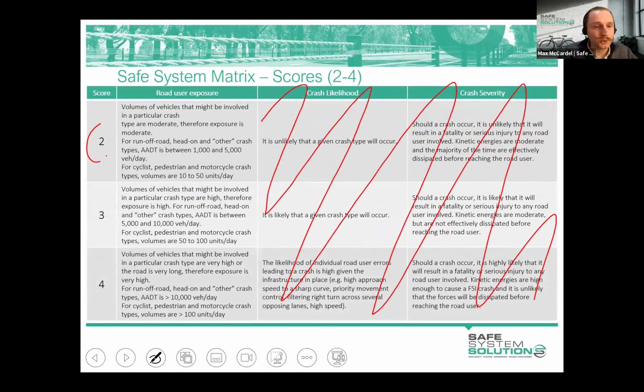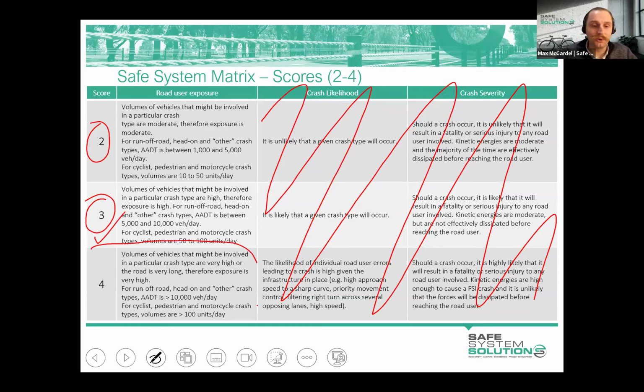To give it a score of 2, you need an AADT between 1,000 and 5,000, so that's not the score. A score of 3 is between 5,000 and 10,000, so that would be the score that I apply, because I said we've got 6,000 vehicles per day. For pedestrians, I said 60, so it would also get a score of 3, but for cyclists, I said 30, so it would get a score of 2.